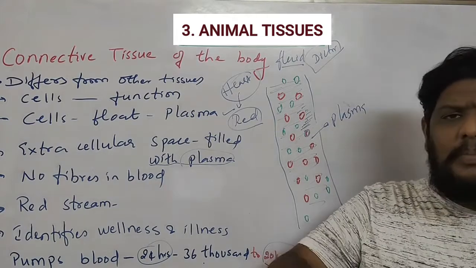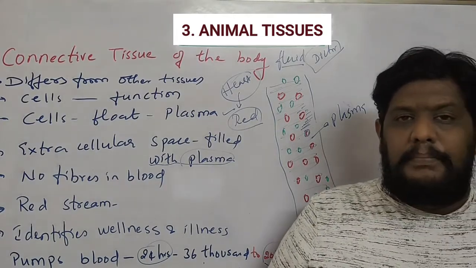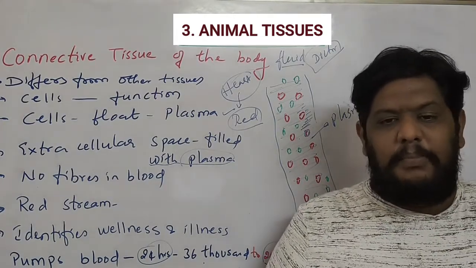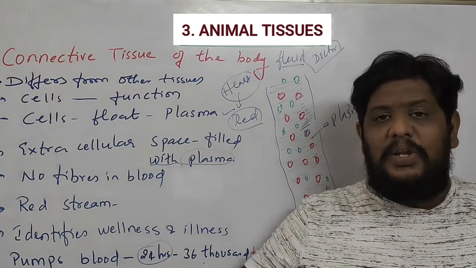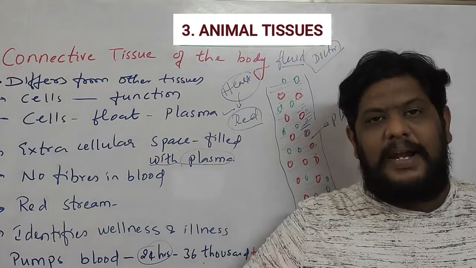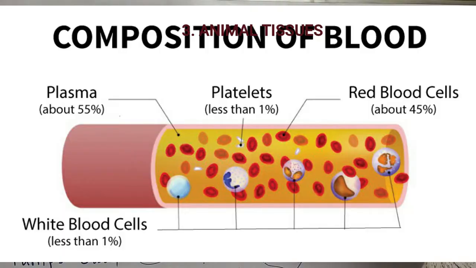And if you come to a normal human being, the amount of blood present in the body is around 5 liters. And the chief components of the blood are: red blood cells, around 45% of the blood, and plasma, the liquid portion, around 55%, and platelets and white blood cells, around 1% each.